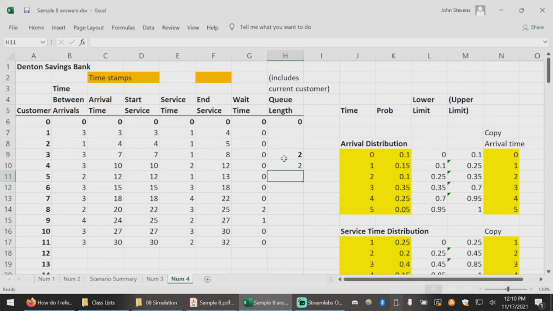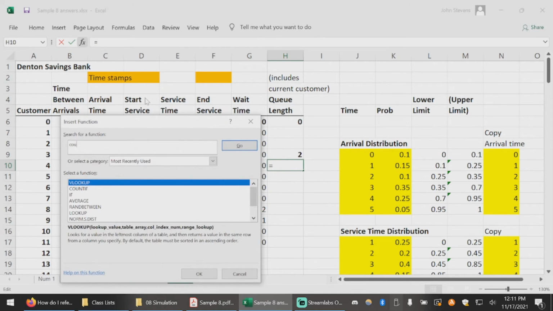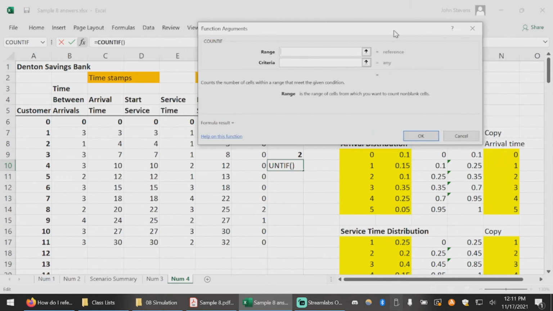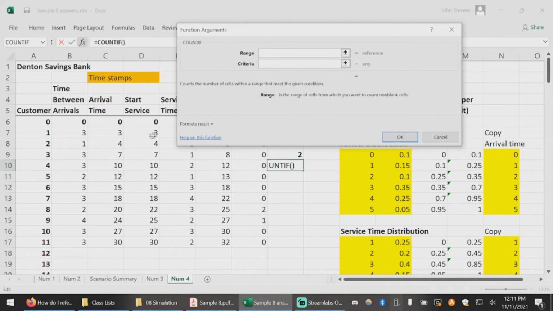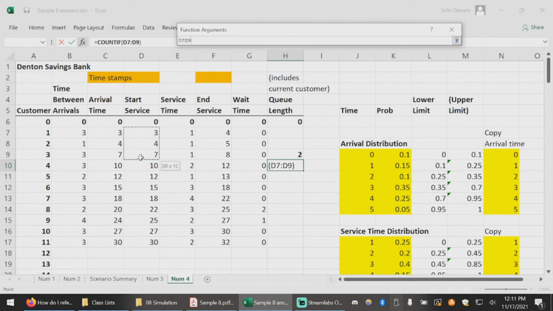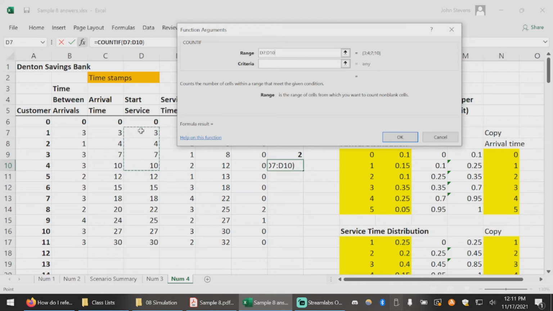So the formula is going to be, I'm going to use a COUNTIF function. Let's put it up here. I want to count if any of these numbers, from the very beginning to my current customer, are greater than the arrival time, that cell.